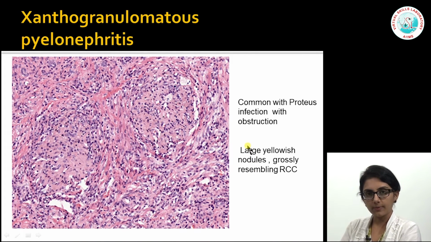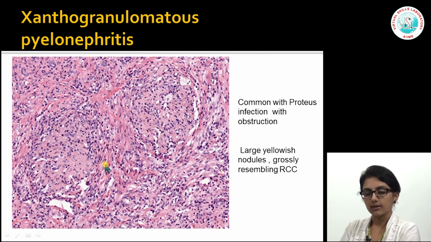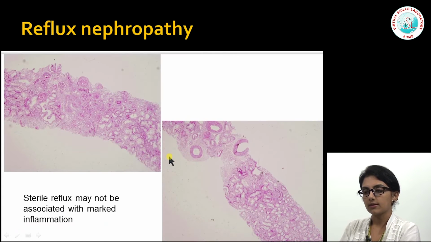Now, there are some forms of pyelonephritis that we should be aware of, one of which is xanthogranulomatous pyelonephritis. This tends to commonly occur with Proteus infection along with obstruction, and grossly it can look like large yellowish nodules. Of course, the yellowish color here would be because of the xanthomatous infiltrate, that is, these macrophages which are lipid-laden along with chronic inflammation. But on gross, the large yellowish nodules may resemble a renal cell carcinoma, and a similar mistake can be made on imaging as well. So it's very important to be aware of this entity.